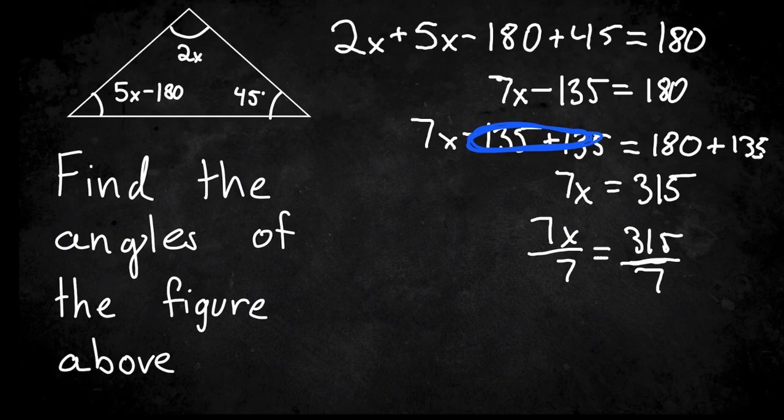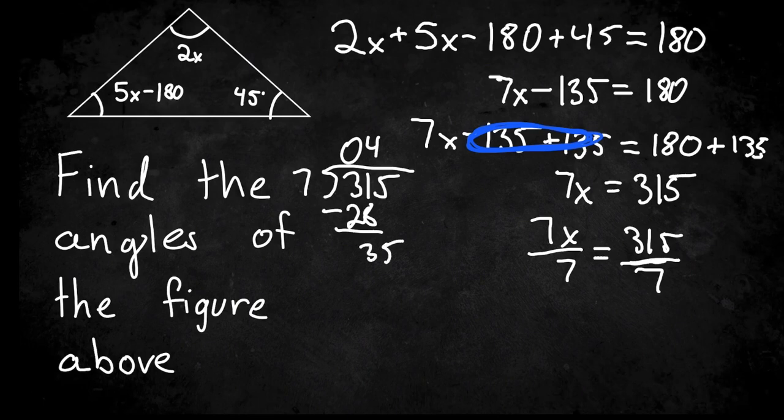Let's do it on the side here, with long division, 315 divided by 7. 7 goes into 3 0 times. 7 goes into 31 4 times, which is 28. Put the 4 up here. Subtract: 31 minus 28 equals 3. We drop down the 5. Then 35 minus 35 equals 0. So 315 divided by 7 equals 45.